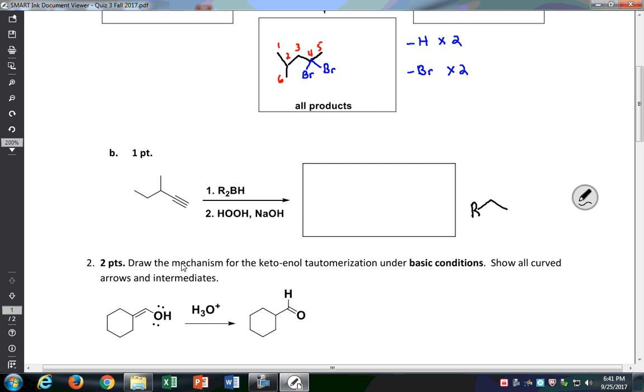anti-Markovnikov addition. So that means our alcohol is going to add in the least substituted position. This is our enol. We get the one addition. But that's not isolated. We're going to have our tautomerization to form our, in this case, aldehyde, because carbon 1 already has a hydrogen. So that's what we draw.